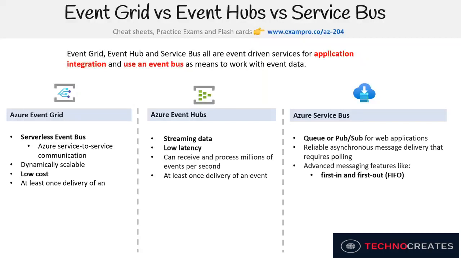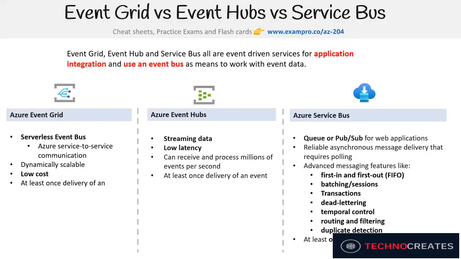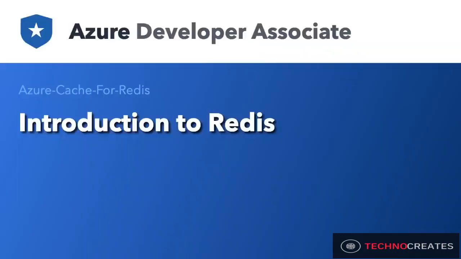Advanced message features like first in, first out, batching, sessions, transactions, dead lettering, temporal control, routing, filtering, duplicate detection, at least once delivery of a message, and there's one option here, optional ordered delivery of messages. So it sounds like Azure Service Bus has it all, but really it's not at the same scale as Event Hubs, and it's not at the same level of hands-off approach that Event Grid gives you with serverless. But you have all those options there, and you will use them all. But there you go.